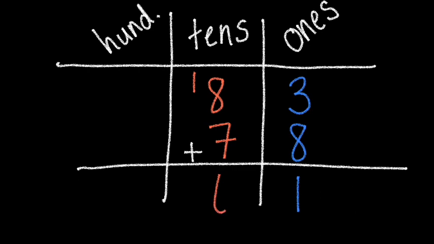8 plus 7 is 15, plus 1 is 16, but I can't have 16 tens. So I need to take 10 tens and make 100 and leave 6 in the tens place. Now I'm left with my answer, which is 161.